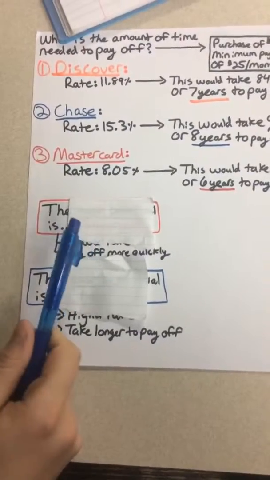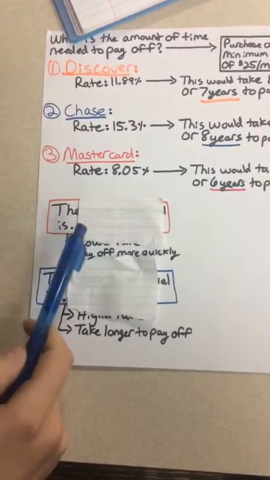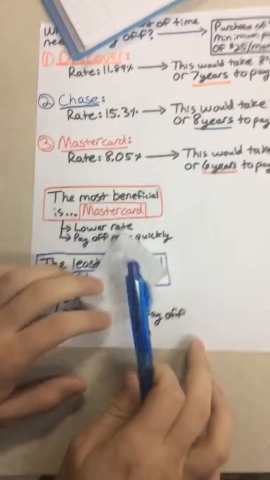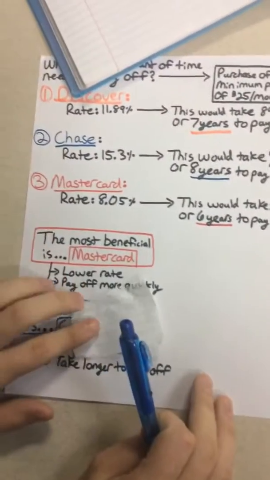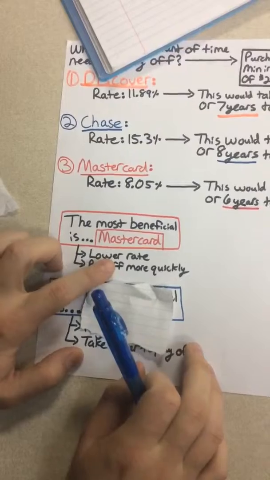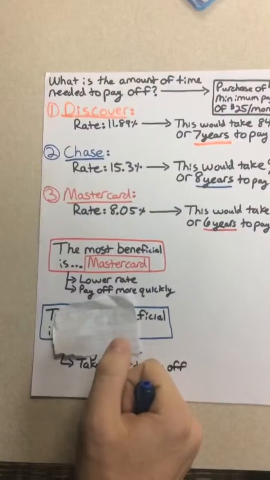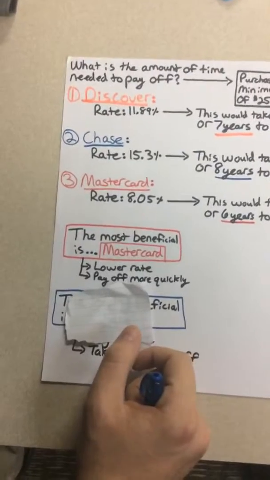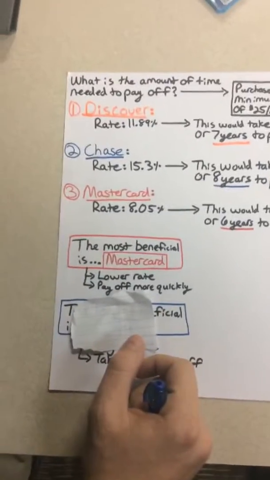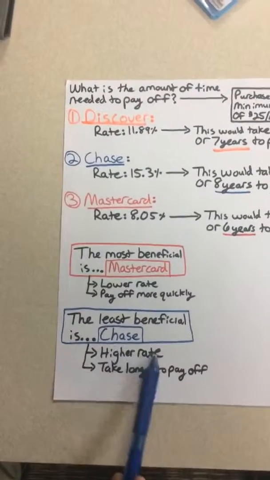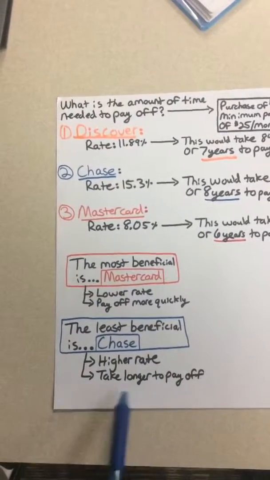The most beneficial is, drum roll please, it's MasterCard. It has a lower rate, and you can definitely pay it off more quickly. The least beneficial one is, drum roll please, it's Chase. It has the highest rate, and it takes the longest to pay off.